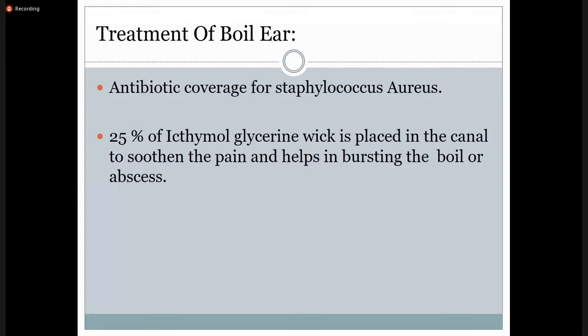Another remedy is a dispensary item, which is usually available at a medical store. We give the prescription, and they make this medicine for the patient. 25% ichthammol glycerin, and a wick is prepared, impregnated with ichthammol glycerin. The 25% wick is placed in the canal, soothes the pain and helps in bursting out the boil. While you put the wick inside the canal, it helps in bursting out the furuncle or boil. The abscess bursts out and helps in relieving the severe pain experienced by the patient.